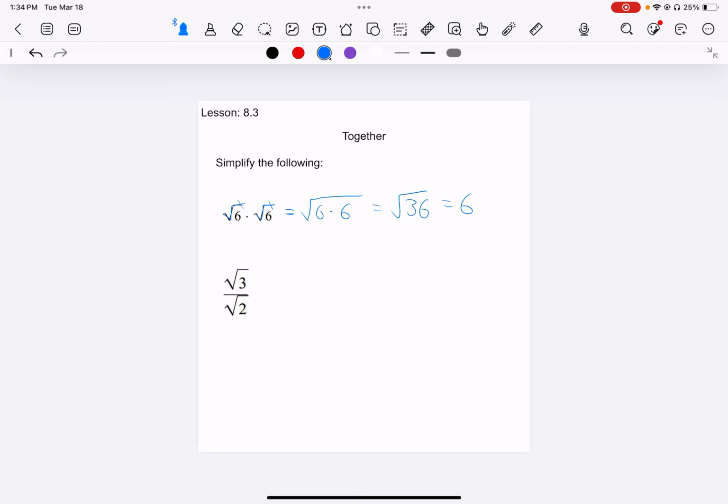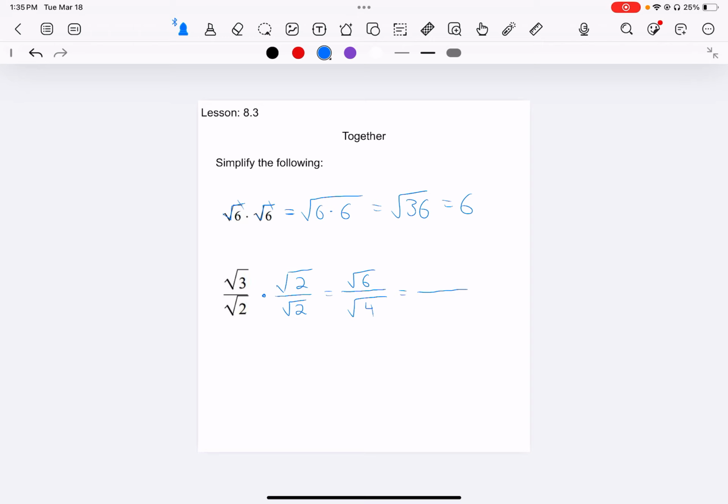which is 6. Now when I'm dividing radicals, I can never have a radical in the denominator. So to get rid of that radical in the denominator, since it's radical 2, I'm going to multiply the denominator by radical 2. And to keep it the same, I'm going to also multiply the numerator by radical 2. So in the numerator, I have radical 3 times radical 2, that's radical 6. And the denominator, I have radical 2 times radical 2, which is radical 4.